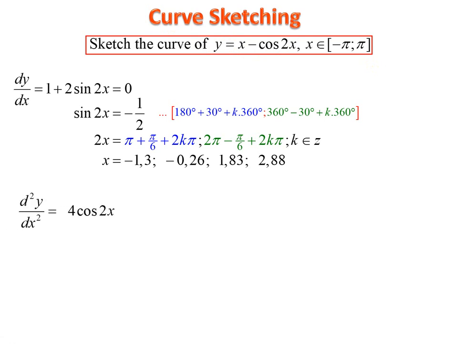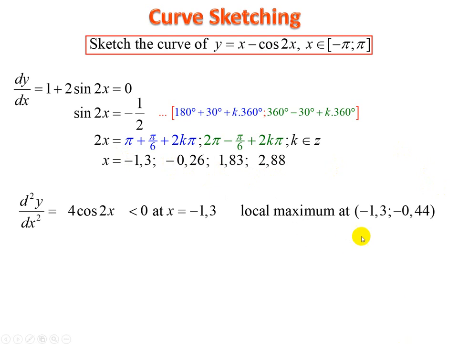Second derivative: sin 2x becomes cos 2x, and then you have to multiply by the derivative of the inside function, so it's 4 cos 2x. And now I need to substitute each of these values in. Just use your calculator. Less than 0, negative 1,3, so local maximum. And I've substituted negative 1,3 into the original to get the negative 0,44. Remember to put your calculator on radians, but please remember to take it back again to degrees.